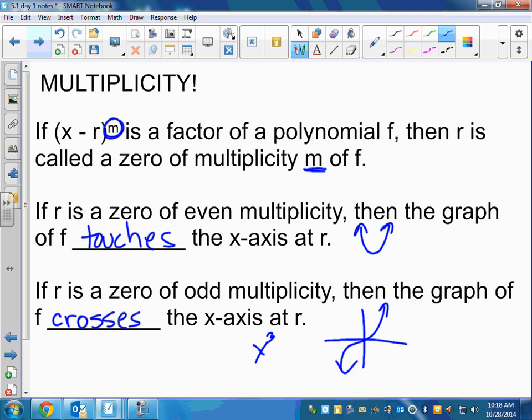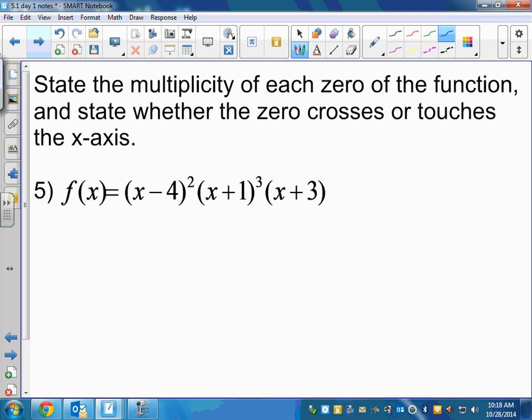Today you're just going to tell me what is the 0 and what its multiplicity is, and then we'll get to graphing later. Questions about that idea of multiplicity before we do some examples? Okay. So this is what you're going to see. It says state the multiplicity of each 0 of the function and state whether the 0 crosses or touches. When we start graphing these, we get to start with that. What are my zeros? What is its multiplicity? Does it cross? Does it touch? Because that's going to help you make a nice, accurate graph.